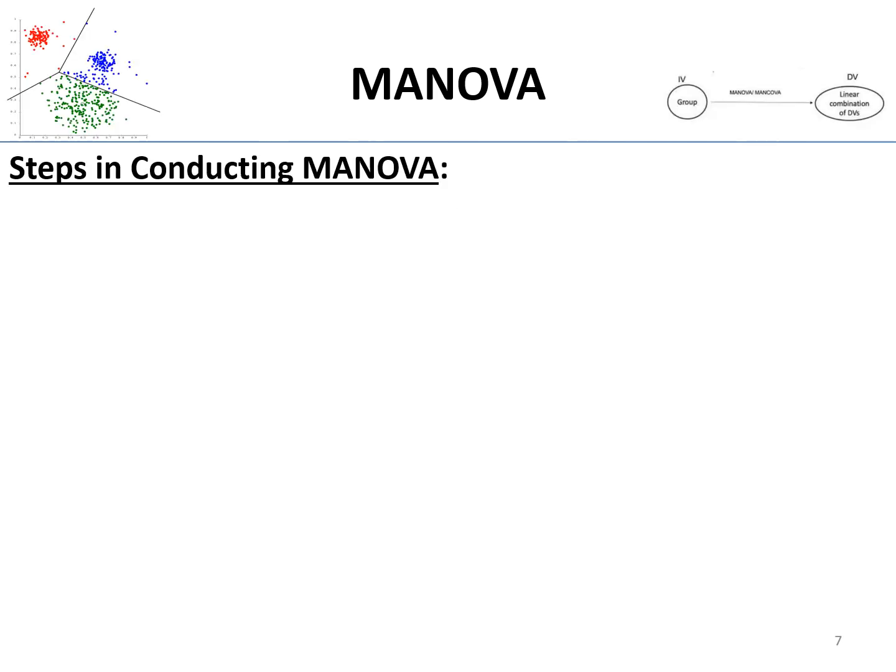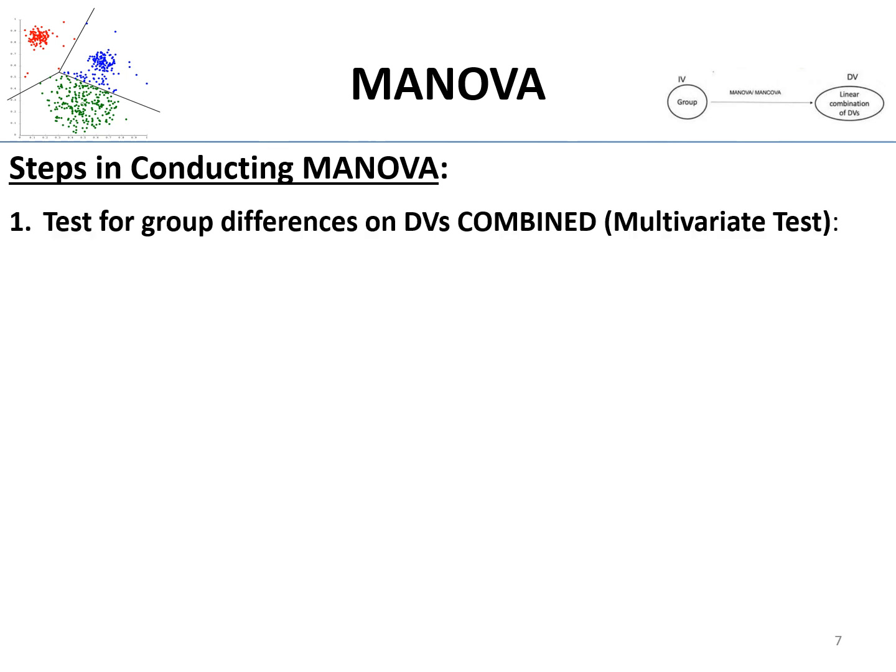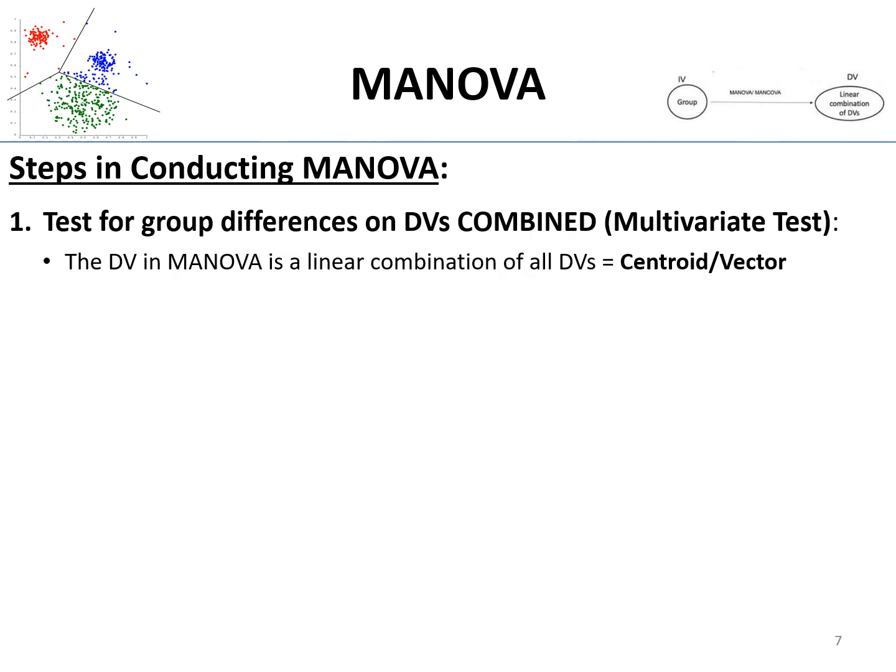So there are multiple steps in conducting MANOVA. The first step is to conduct what we call the multivariate test, and that is a test of group differences on the combined DVs. So the dependent variable in MANOVA is a linear combination of all dependent variables, something that we call a centroid or a vector. It puts the DVs together into a single thing in 3D space, and tests whether the groups differ on this combined dependent variable. So combined patriotism and civic obligation, for example.